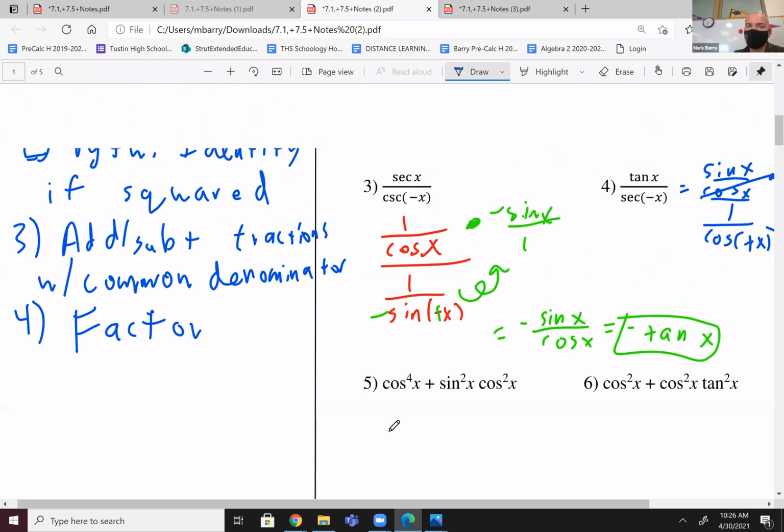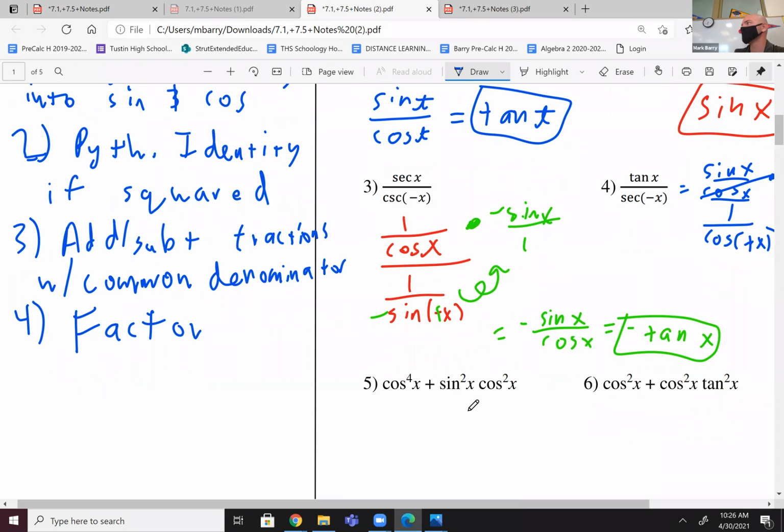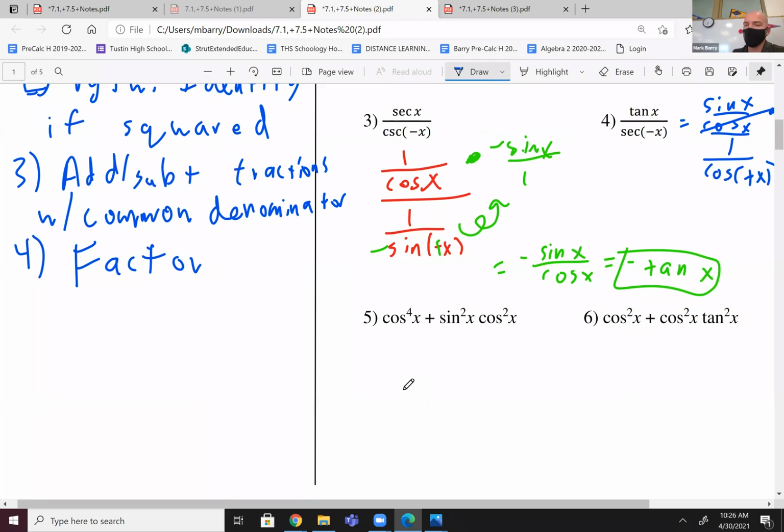So let's kind of go down our list here. So number one, change everything to sine and cosine. No can do on number 5, right? Everything is literally all sines and cosines, yes? Number 2, Pythagorean identity if squared. I do have some squared stuff here, correct? So this is the technique I'm going to use first, because if I'm following my list, I should use a Pythagorean identity here, okay? But we're going to use kind of a Pythagorean identity a little bit of a different way.